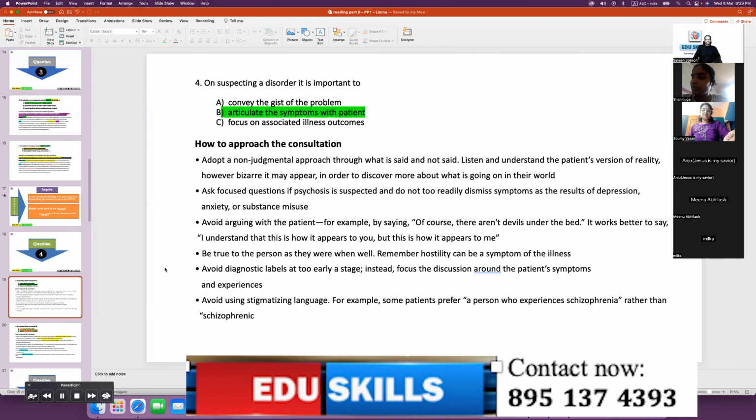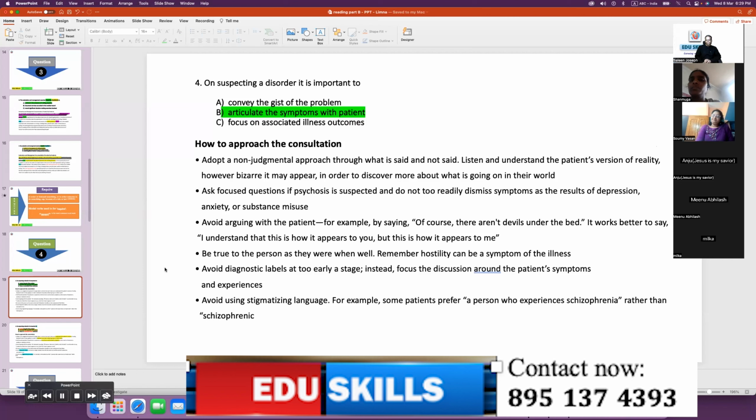How to approach the consultation. Adopt a non-judgmental approach through what is said and not said. Listen and understand the patient's version of reality, however bizarre it may appear. In order to discover more about what is going on in their world, ask focused questions if psychosis is suspected, and do not too readily dismiss symptoms as the results of depression, anxiety, or substance misuse. Avoid arguing with the patient, for example, by saying, "Of course, there aren't devils under the bed." It works better to say, "I understand that this is how it appears to you, but this is how it appears to me." Be true to the person as they were when well.